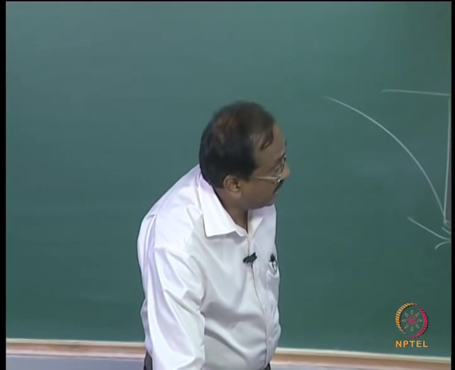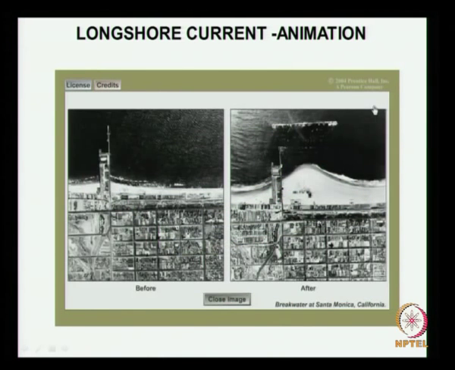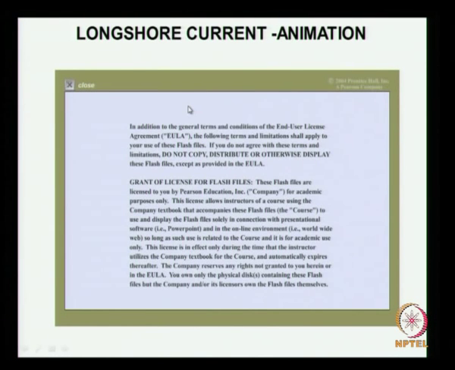So let us look at the image. So you see that you have a salient, you have an offshore breakwater here, and you see the salient being formed. We have already seen a number of pictures similar to this. These animations I have taken from some sources, and the source is displayed here.